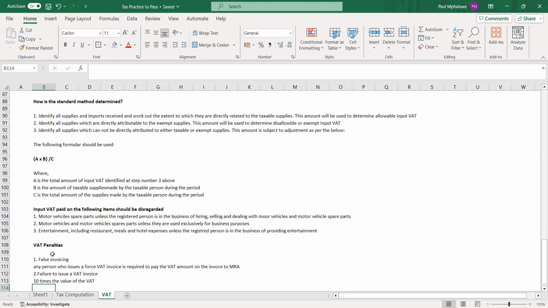Number three, failure to submit VAT returns. Section 34 subsection 8 of the VAT Act 2005 imposes a heavy penalty for failure to submit VAT returns, a penalty of MK 20,000. I'm sure these rates are revised. You need to cross-check with the Malawi Revenue Authority website. MK 20,000 and a further penalty of MK 1,000.